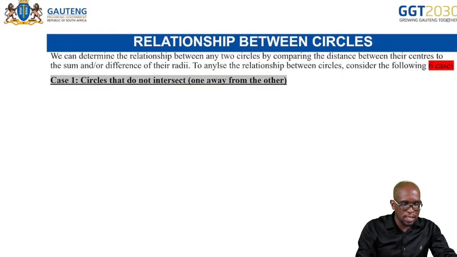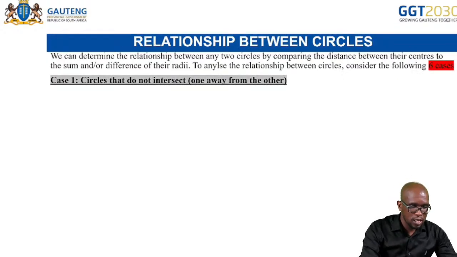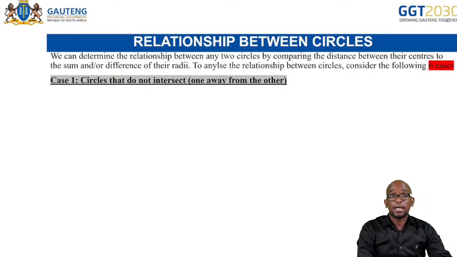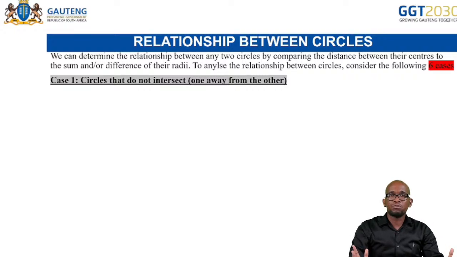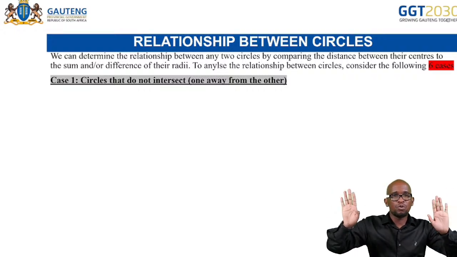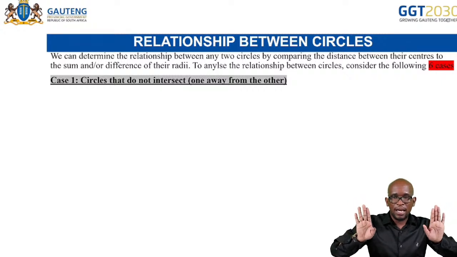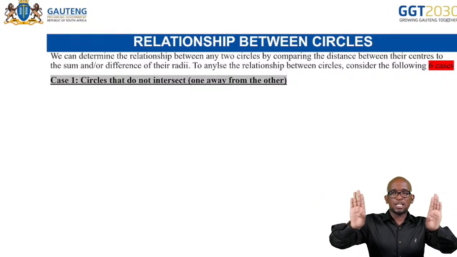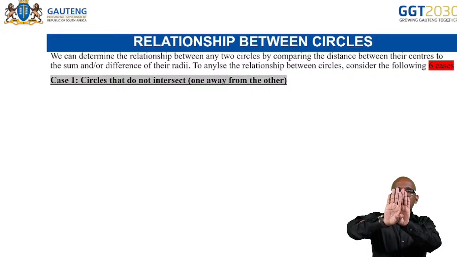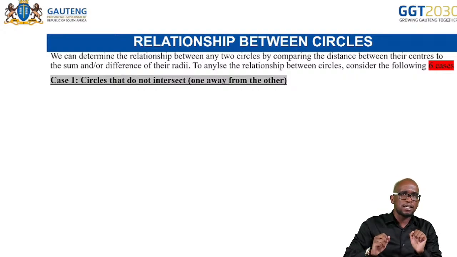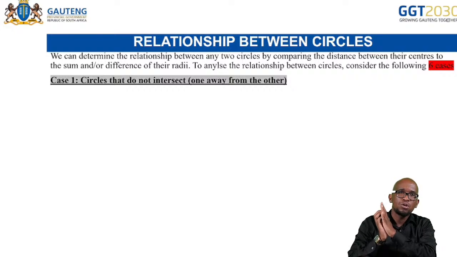I want us to look at the next concept, in this case the relationship between circles. When we look at the relationship between circles, we want to find out, for the two circles given, whether they do not touch, whether they touch externally, whether they touch internally, in 2 points or 1 point, or whether the one circle is inside the other. That is basically what we want to determine.